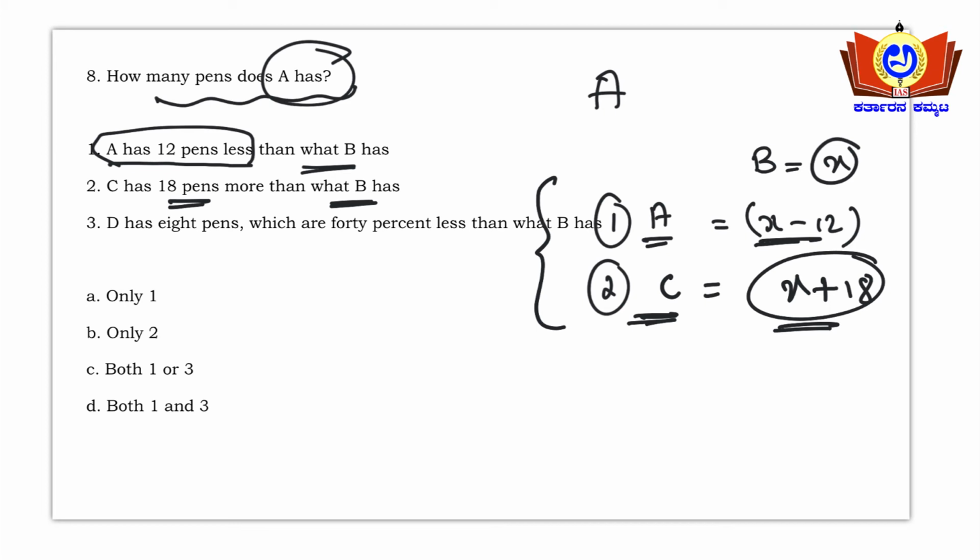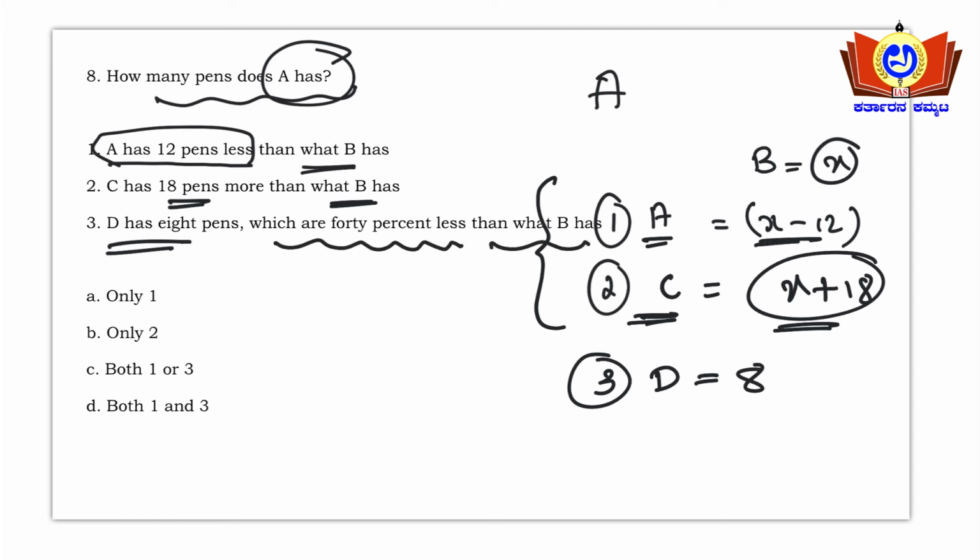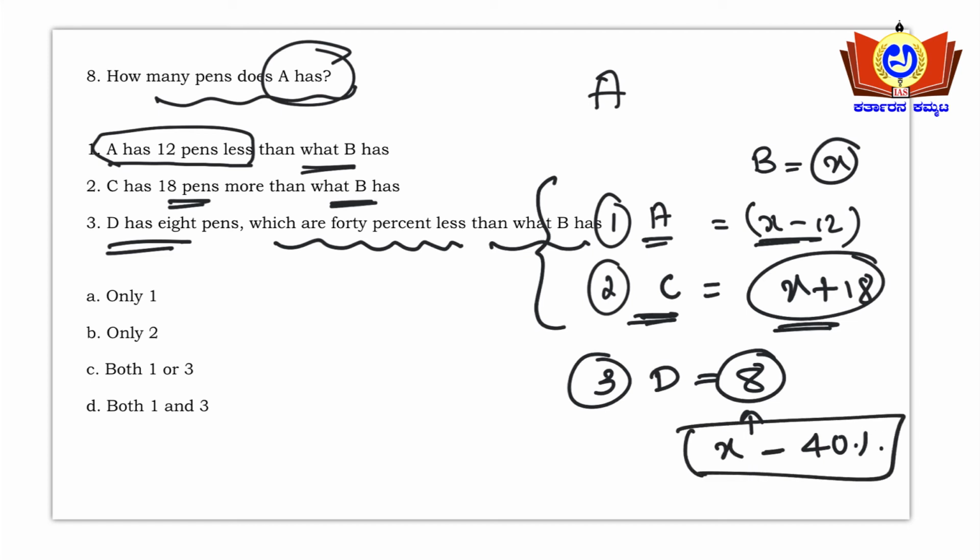The statement 3, D has 8 pens. This is statement 3, D will be having 8 pens which are 40% less than what B has. So this 8 is actually 40% less, meaning minus, than what B has. B will be having X here, so X minus 40% here. When we take statement 3 alone, it is not sufficient to answer the question, my dear friends.